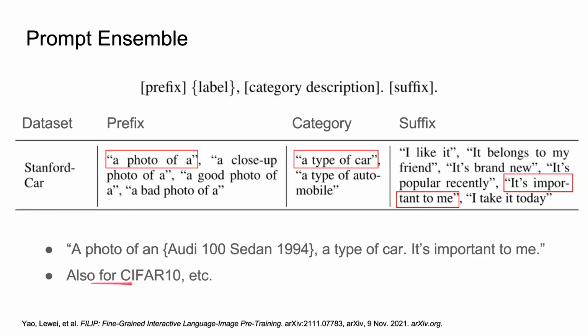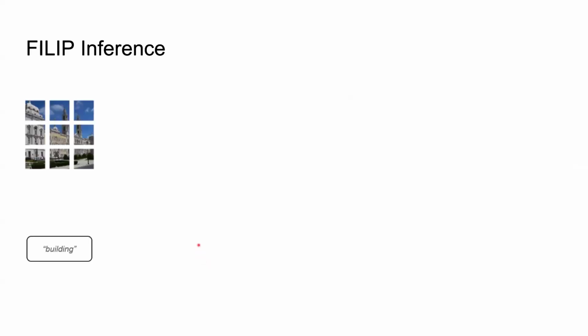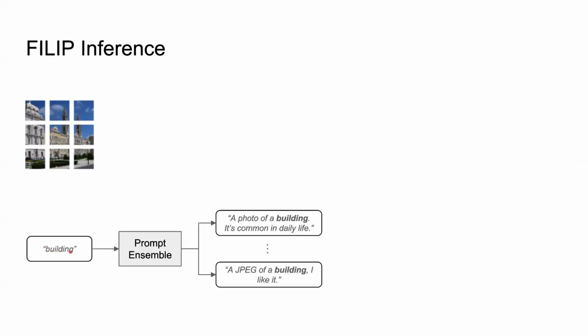And they also do this for CIFAR-10 and some other data sets. So what happens during FILIP inference? You take an image. This is an image of a building. You have building as the label.